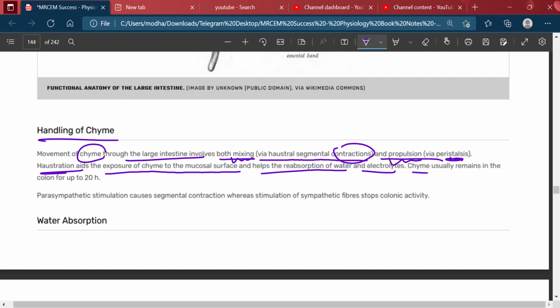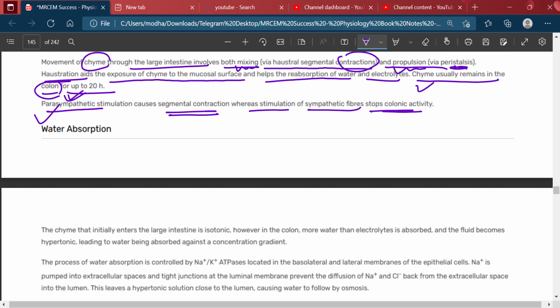Chyme usually remains in the colon for up to 20 hours. Parasympathetic stimulation causes the segmental contraction, whereas stimulation of the sympathetic fibers stops the colonic activity.